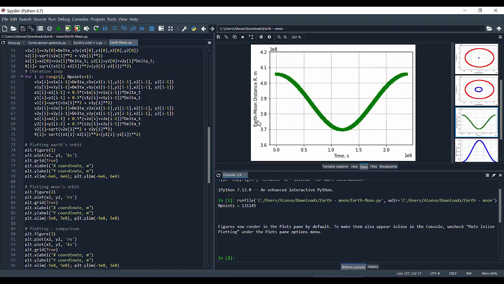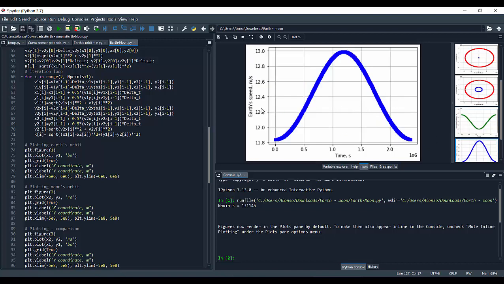Here we have the distance between the Moon and the Earth, so we can see how the distance is changing. The maximum distance is something like 450,000 kilometers here, and the lowest value is something like 370,000 kilometers. Then we have here the Earth's speed in meters per second.